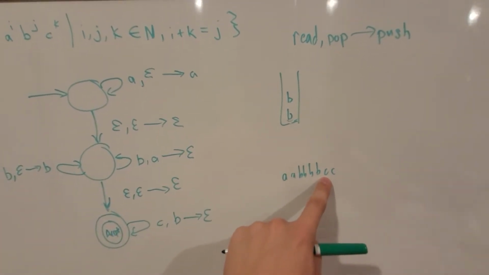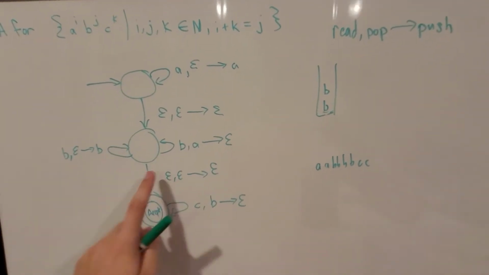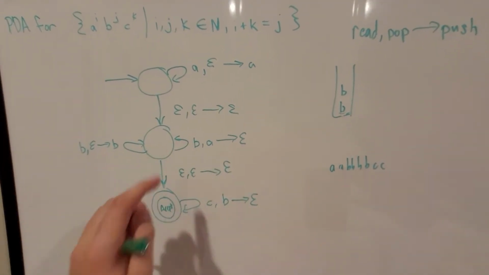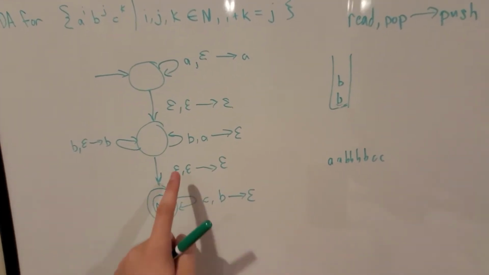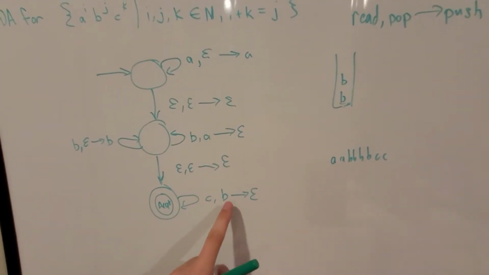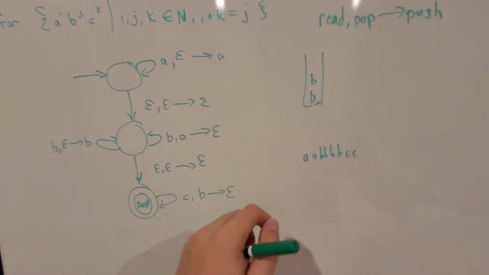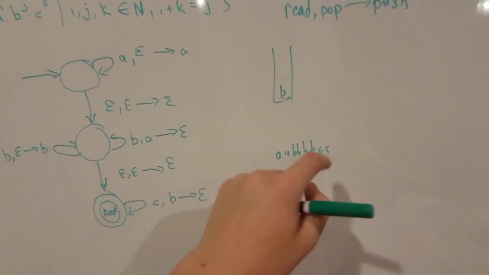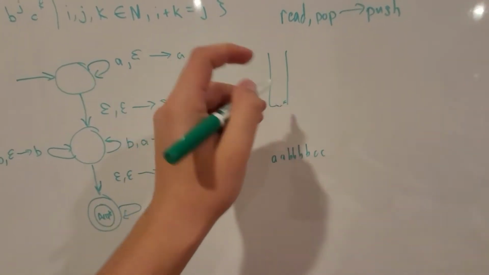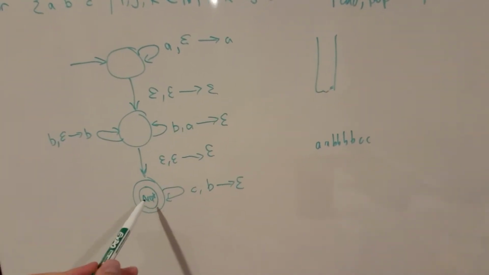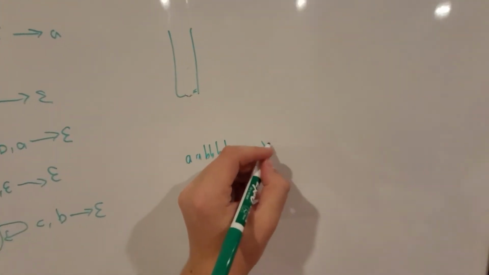Oh, we come in contact with a C. What do we need to do? Epsilon transition down, because you can't handle C's here. Epsilon transition, and then we come down here, we read a C, we pop a B, don't add anything else. So we pop a B, read another C, pop a B. Empty stack, we're pointing at an accept state, therefore this is valid.